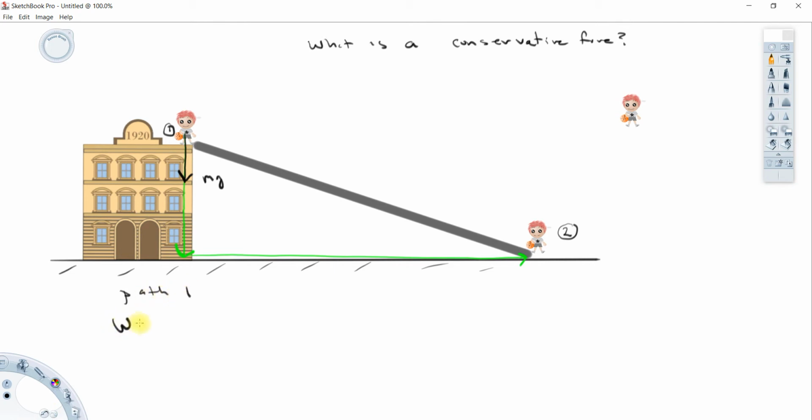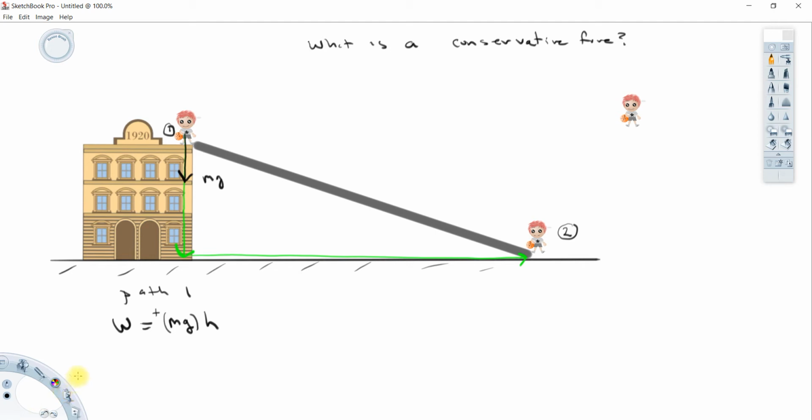The work done here is going to have 2 terms. The work done for the first part of the path along here, work done for the second part of the path. The work done by the gravitational force for the first part of the path is going to be the force, mg, times whatever this distance is here. And I'm just going to call that h for height. And that work term is positive because the force is down and ultimately Timmy would be moving down.